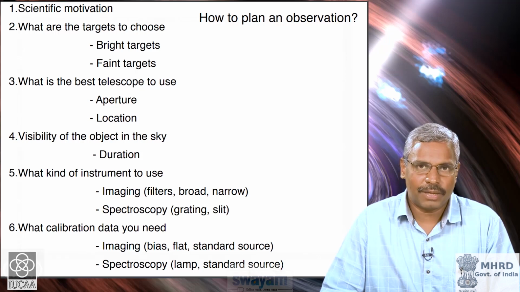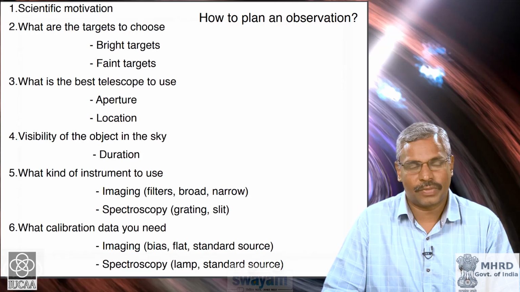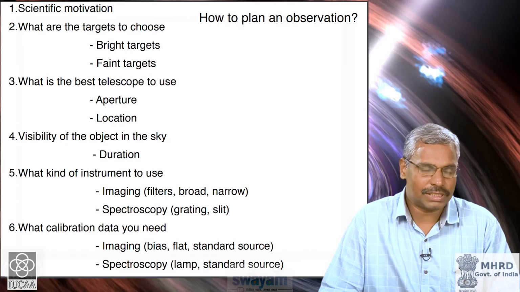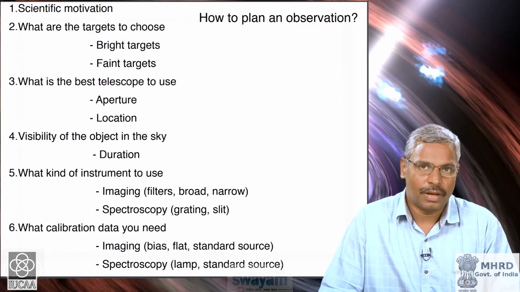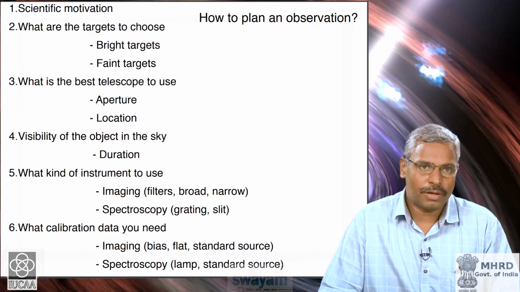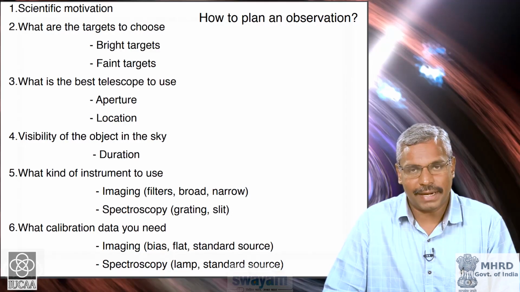And the fifth point we have to keep in mind is what kind of instrument we use, whether we want to do imaging observations or we want to do spectroscopic observations. If you are interested in imaging observations, we have to finalize what kind of filters we want to use, whether the passband of the filters is broad or it is narrow. And if we want to deal with spectroscopic observations, we want to decide on the grating to be used as well as the slit. Once this is decided, we have to carry out calibration observations to put our observations on the standard measurements.